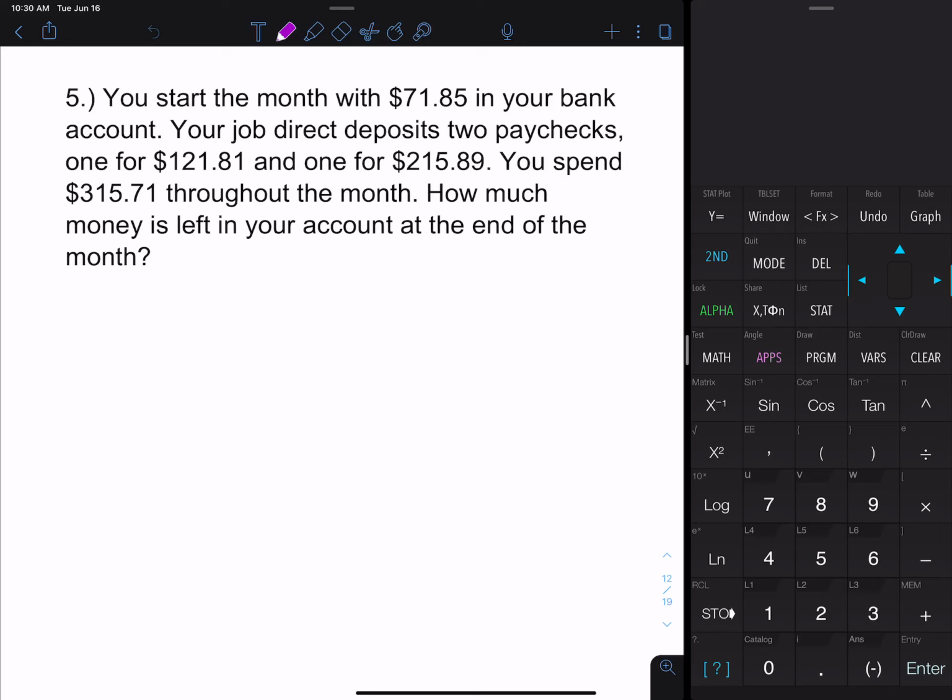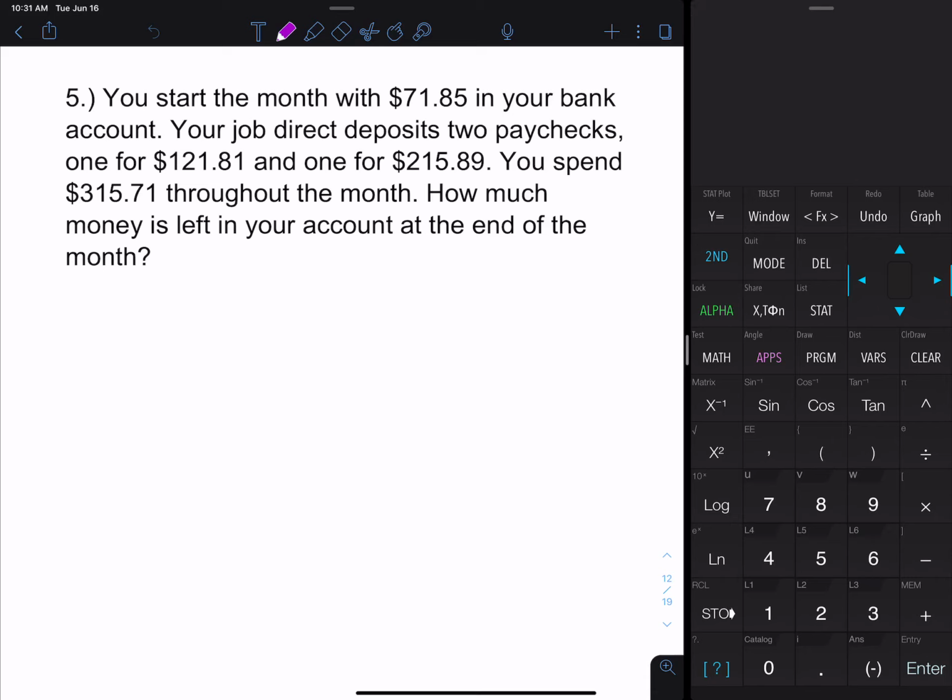Let's look at some word problems with decimals. You start the month with $71.85 in your bank account. Your job direct deposits 2 paychecks, one for $121.81 and one for $215.89. You spend $315.71 throughout the month. How much money is left in your account at the end of the month?